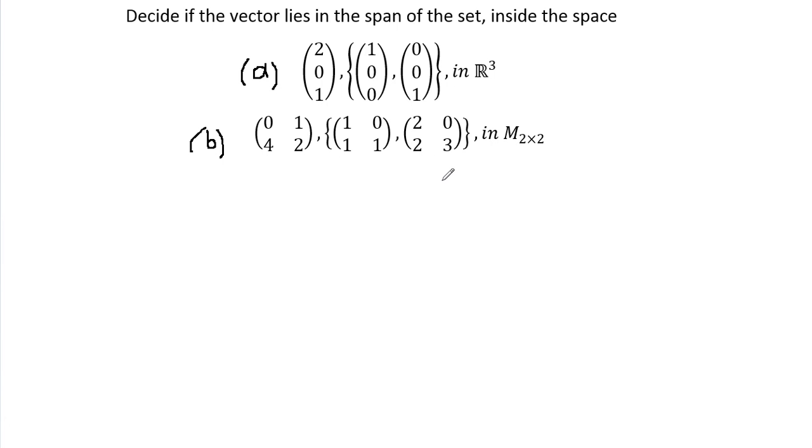Hi everyone, in this video we'll be deciding if the given vector over here lies in the span of the set inside the space. So this will be the span of vectors, and we are given this vector; we will see whether it lies inside the span of these vectors.